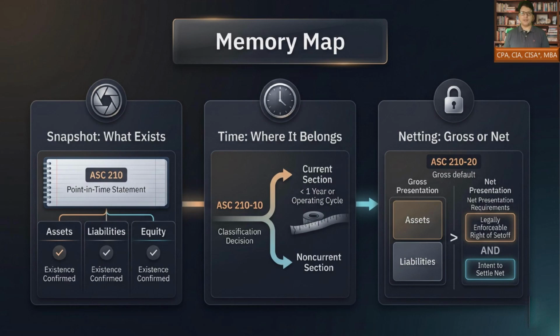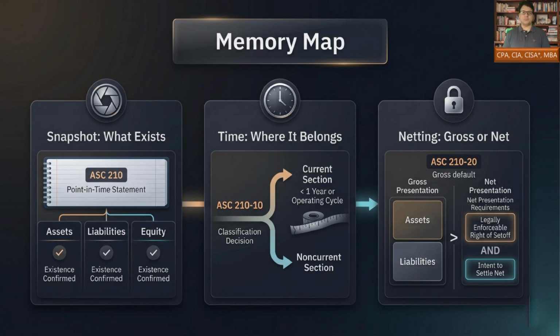Here is your memory map for the whole ASC 210 topic. Snapshot, time, netting. Snapshot means the balance sheet captures financial position at one reporting date. Time means assets and liabilities must be sorted into current and non-current categories using the 1 year or operating cycle logic. Netting means we decide whether items should be shown gross or whether ASC 210-20 permits net presentation.